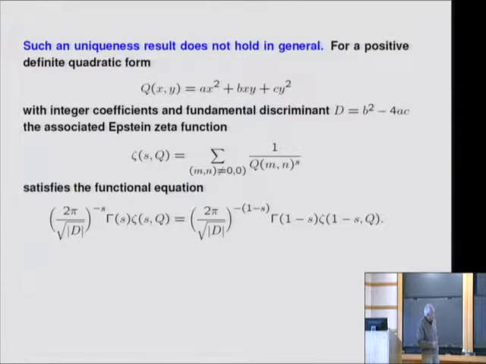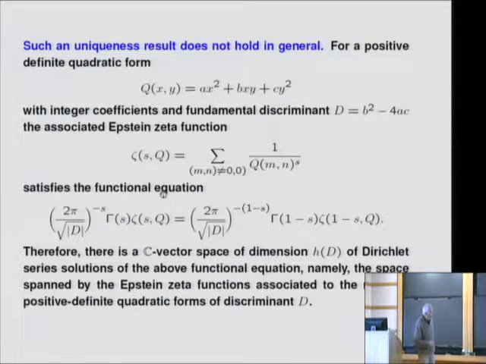You see, the functional equation depends only on the discriminant. So of course, if you change the quadratic form within an equivalence class, the Epstein zeta function does not change. And so there are as many such series, forming a vector space. If you don't normalize them, you get a vector space of dimension equal to the class number of the quadratic field. So there's a C vector space of dimension h of D of solutions of the functional equation.